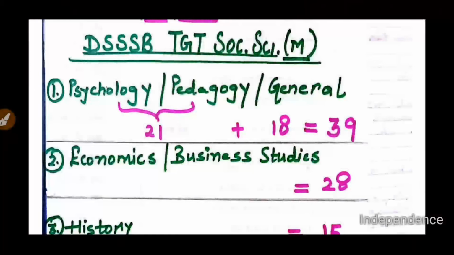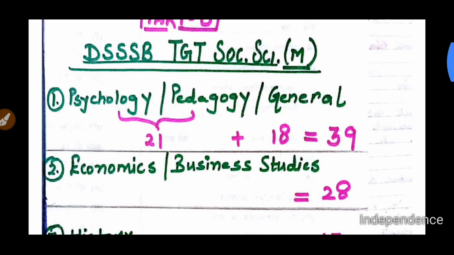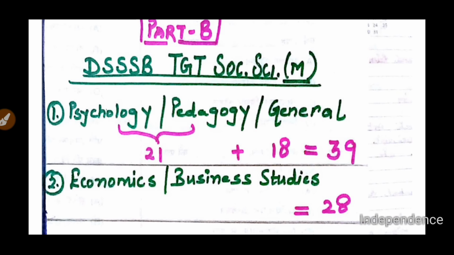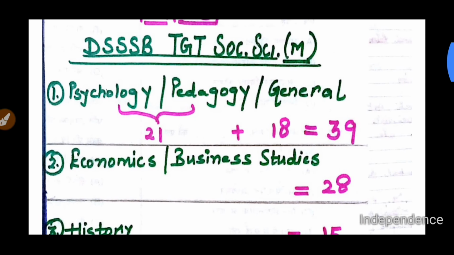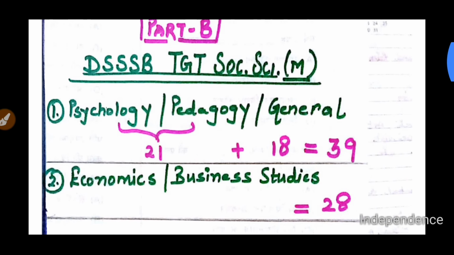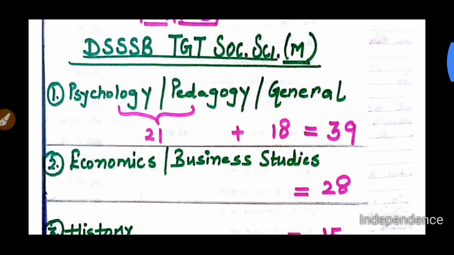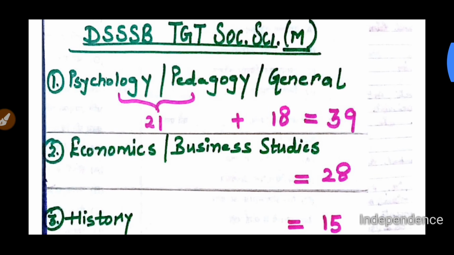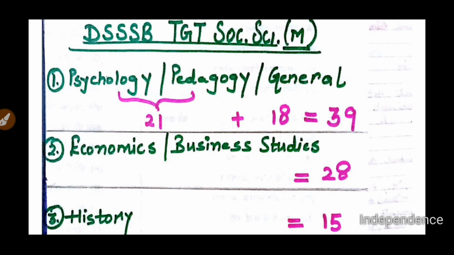Hi everyone, in this video I'll be discussing the pattern of the TGT Social Science Male exam which was held on September 9, 2018, conducted by DSSSB. As we all know, the paper is of 200 marks divided into part A and part B of 100 marks each, where part A comprises general awareness, mathematics and reasoning, English and Hindi, whereas part B comprises your post specific knowledge, subject knowledge.